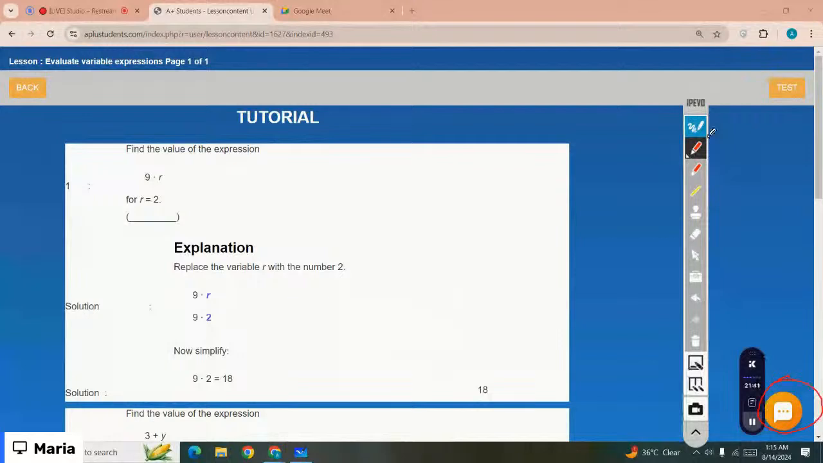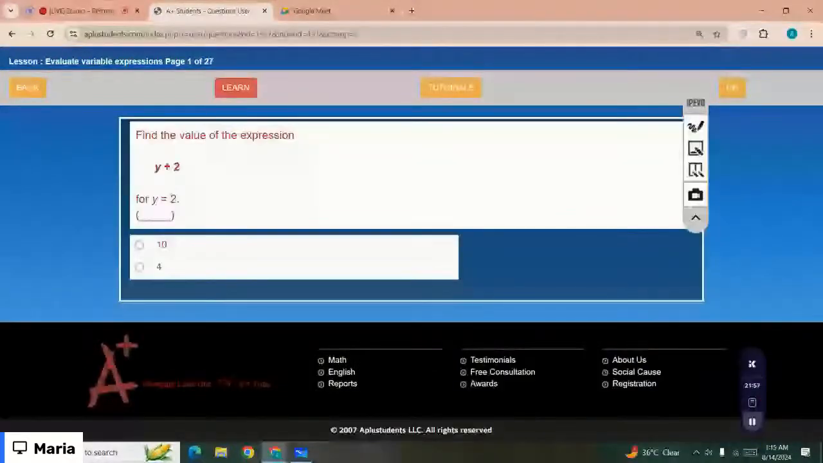Okay, fine. Then y plus 2. You need to evaluate y plus 2, and you are given the value, you have to evaluate it for y equals 2. So you simply need to replace the y with the value. You are given y equals 2, so just replace this y with 2, and then you need to evaluate 2 plus 2 equals 4. So the correct option is 4.